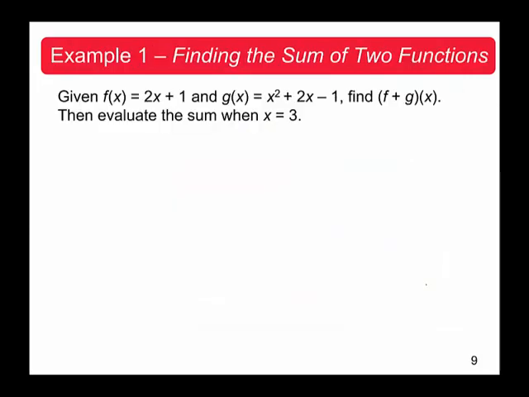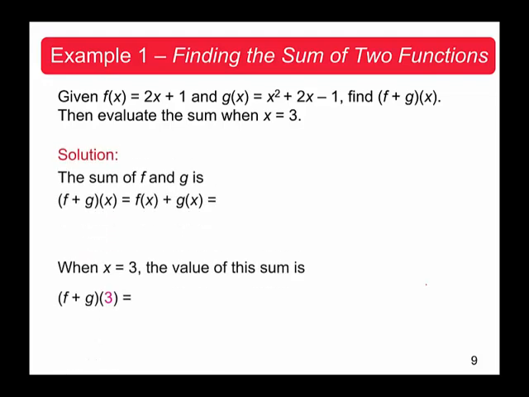So now given f of x equal 2x plus 1 and g of x equal x squared plus 2x minus 1, let's find f plus g of x, meaning sum up those two functions, then evaluate the sum when x equals 3. So here we have f plus g of x. Basically it's adding f of x to g of x. We just throw in f of x here, throw in g of x here. f of x is 2x plus 1, g of x adding x squared plus 2x minus 1.